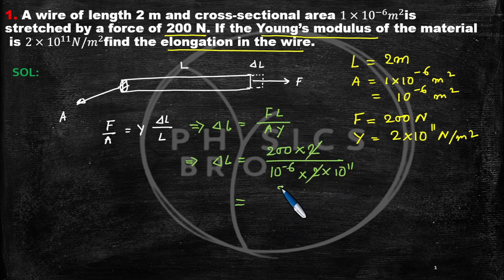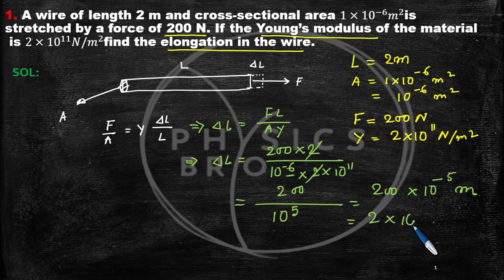So there comes 200 by 10 to the power, there is minus 6 and 11, so 10 to the power 5, and 200 into 10 to the power minus 5, the unit will be meter, and 2 into 10 to the power minus 3 meter, that is 2 millimeter, and this is our answer.